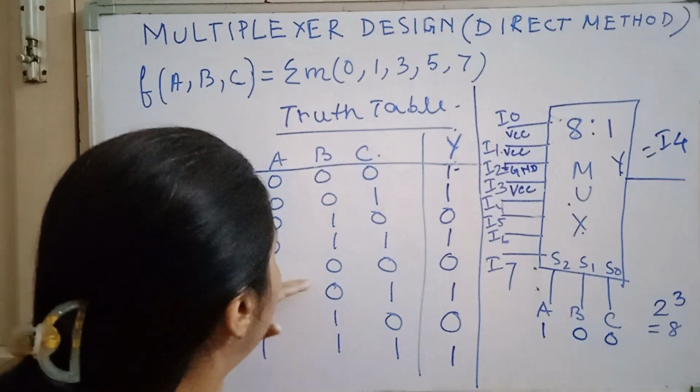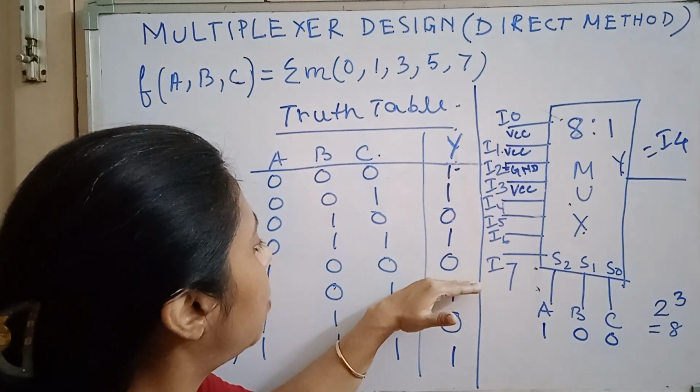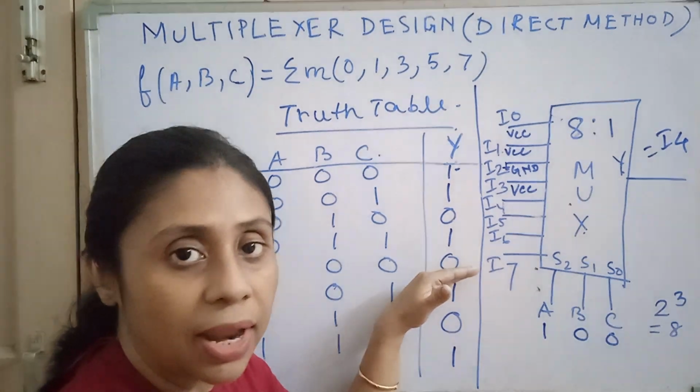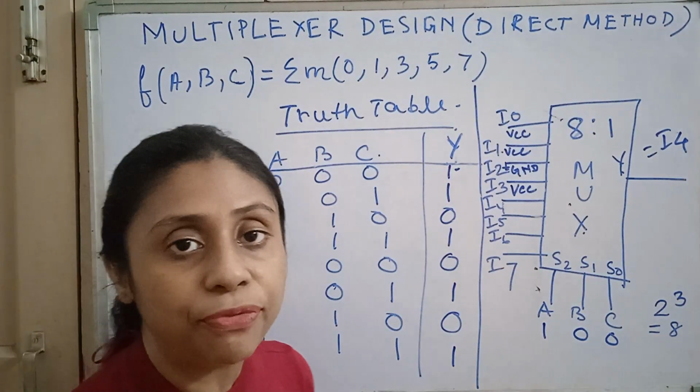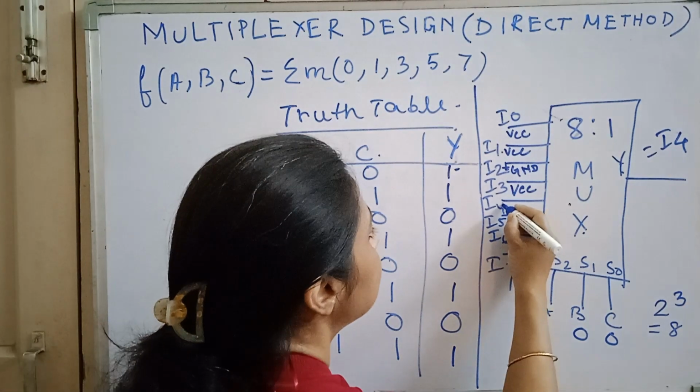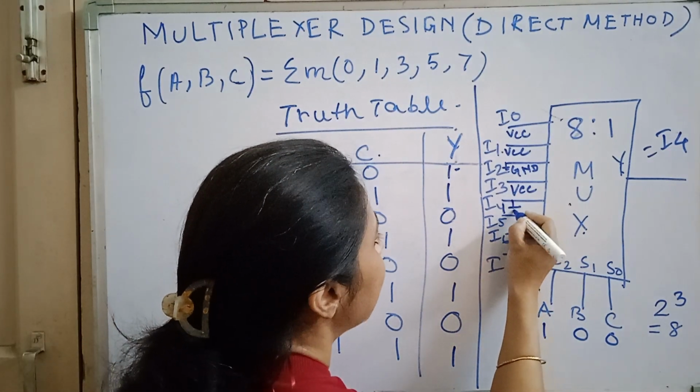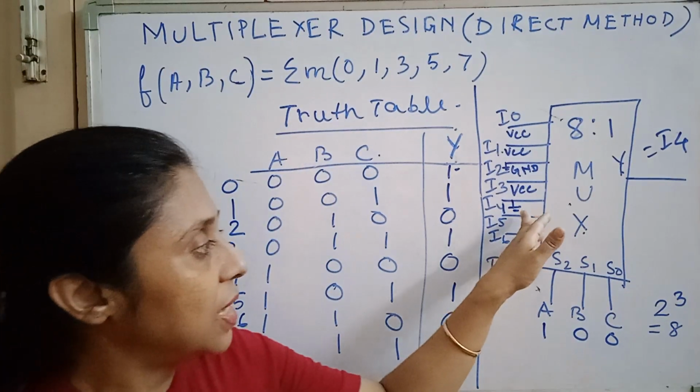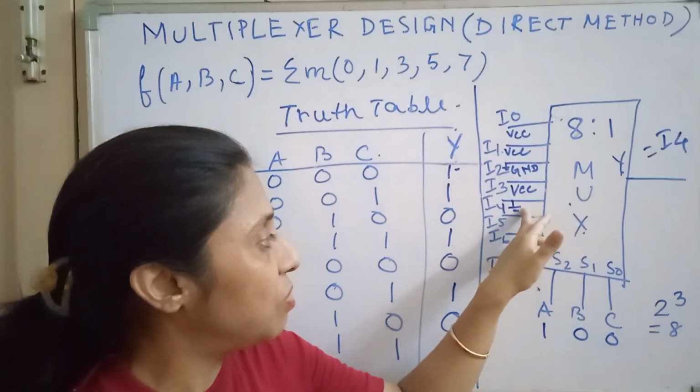Okay. Now for 1, 0, 0, what is the desired output? 0. Right? So what should be connected to I4? Ground or logic 0. So it is grounded. This is the sign of ground. You can show this to show that this line is grounded.